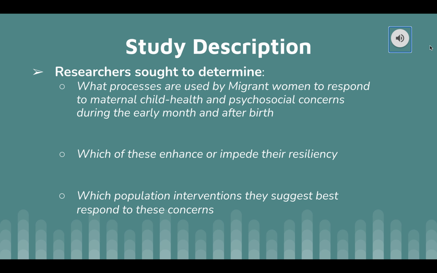In the study, the researchers sought to determine what processes are used by migrant women to respond to maternal child health and psychosocial concerns during the early months and after birth. Which of these enhance or impede their resiliency? And which population interventions they suggest best respond to these concerns?